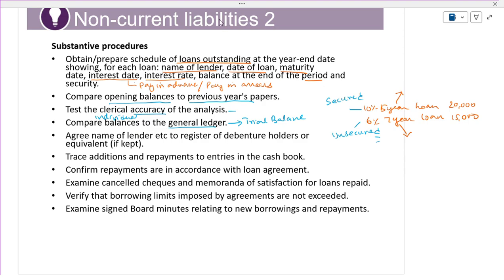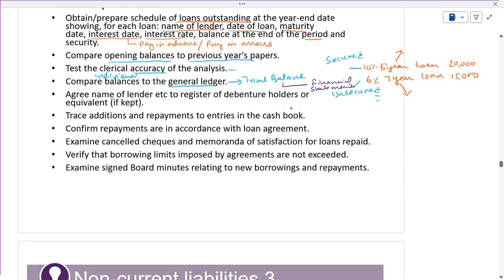The general ledger will be reflected in the trial balance. When it is reflected in the trial balance, it will lead to financial statements. So in all the chapters, they will say that you have to be very clear with the general ledger. Agree the name of the lender, that is, from whom you have borrowed, any debenture holders. What are the details of the person who has given us the loan?